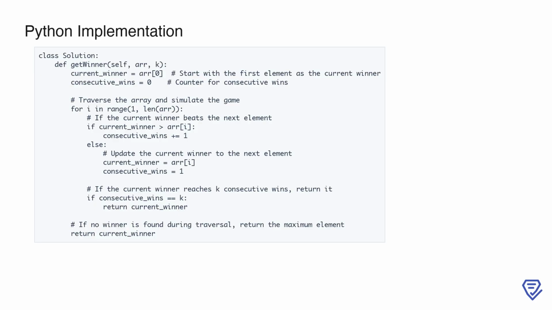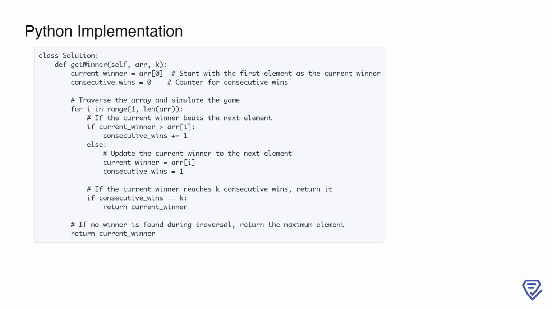This counter tracks how many rounds the current winner has consecutively won. 2. Simulating the game. We iterate over the array from the second element onward, index 1 to the end, and compare each element with the current winner. If the current winner is greater than the next element, it wins the round, and the consecutive_wins counter is incremented by 1. Otherwise, the next element becomes the new current winner, and the consecutive_wins counter is reset to 1 because the new winner has just won its first round.